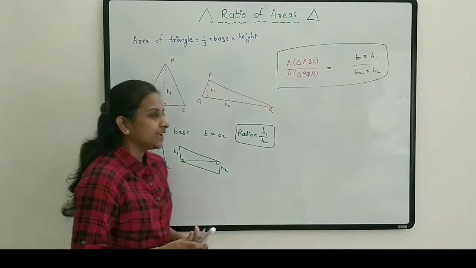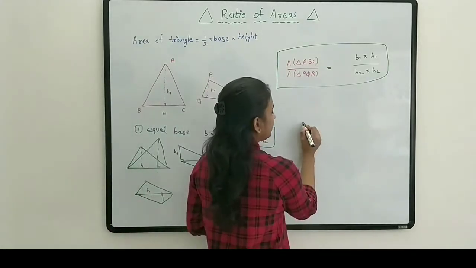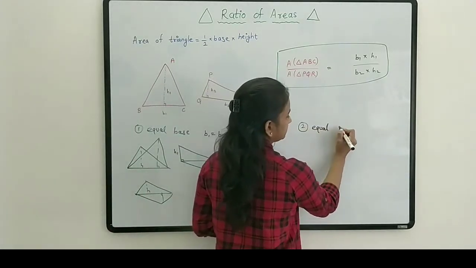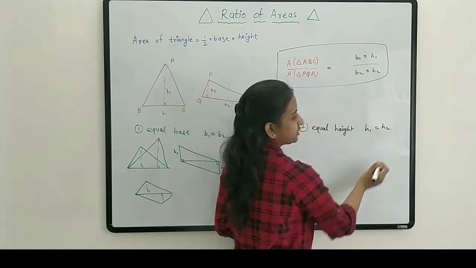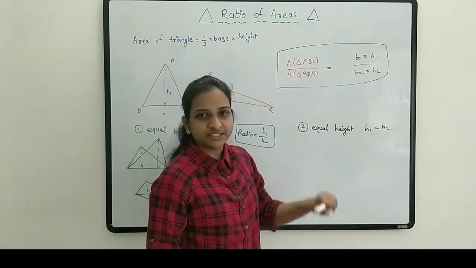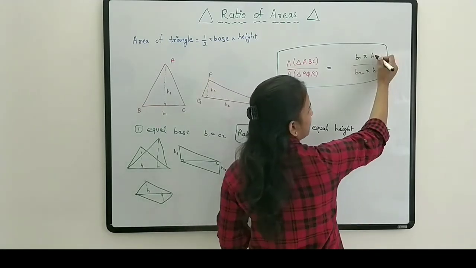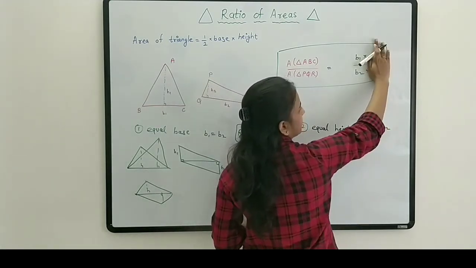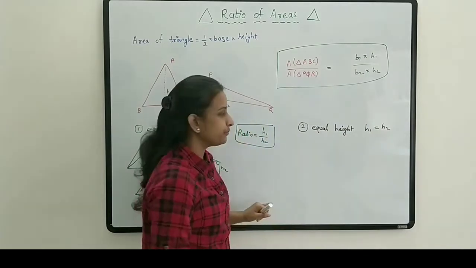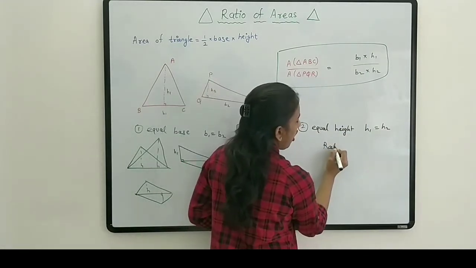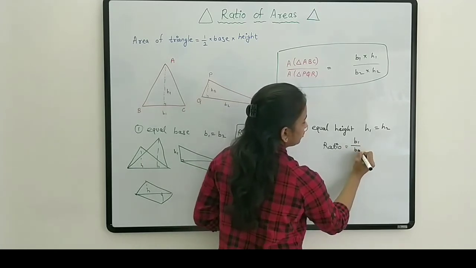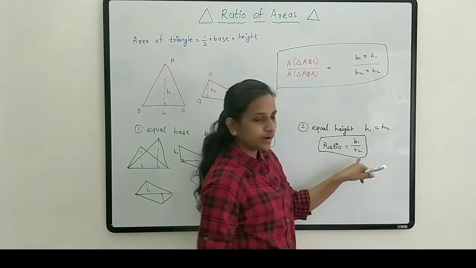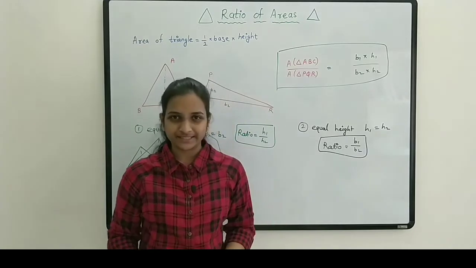Now if I say two triangles are of equal height, means H1 is equal to H2, then what happens to this ratio? See, this H1 is equal to H2. This gets cancelled. So we are left with B1 by B2. So the ratio of areas of two triangles becomes B1 by B2, which is nothing but the ratio of their corresponding bases.